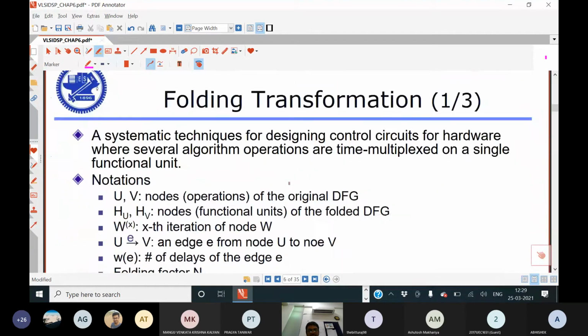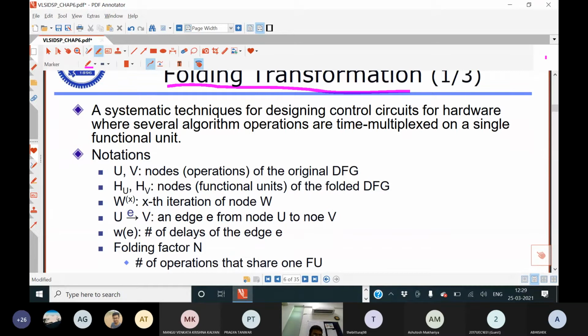Now let's understand how we can apply the folding transformation. The next thing we will see is how we can apply it. You need to understand this, because whenever we want to solve an example for the folding transformation, you need to apply this concept. Folding transformation is a systematic technique for designing a control circuit for hardware where several algorithm operations are multiplexed on a single functional unit.